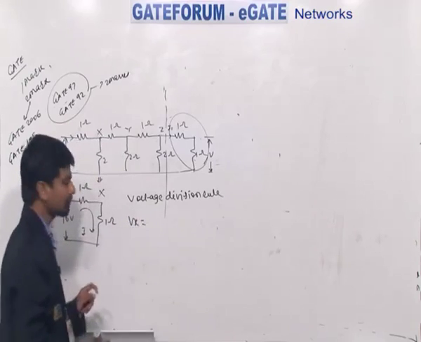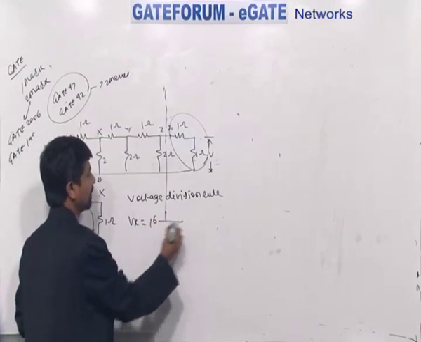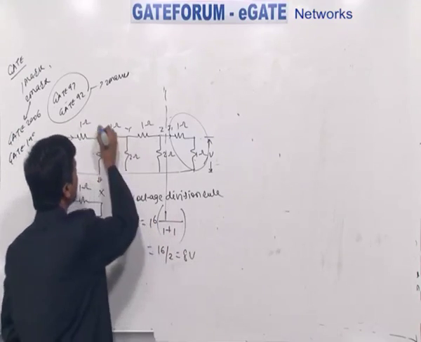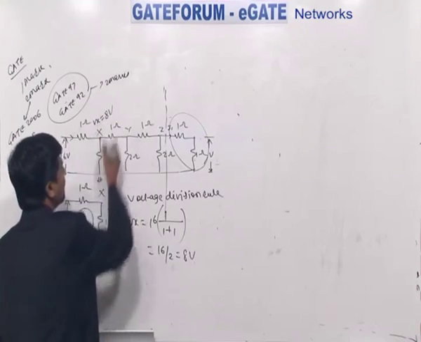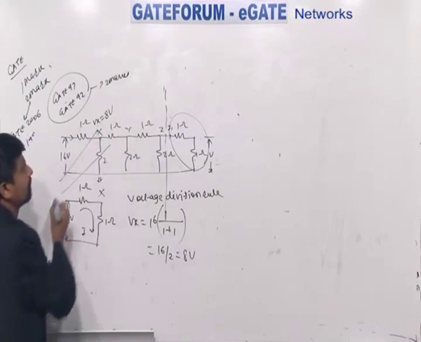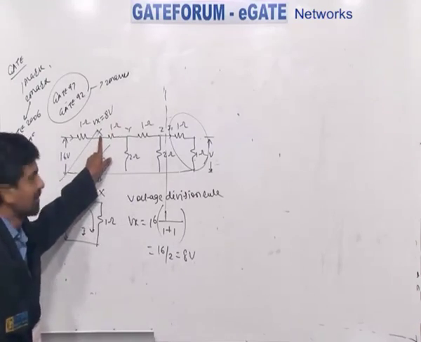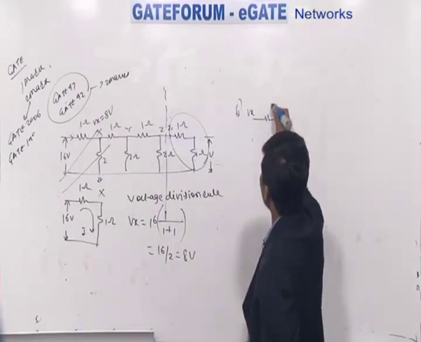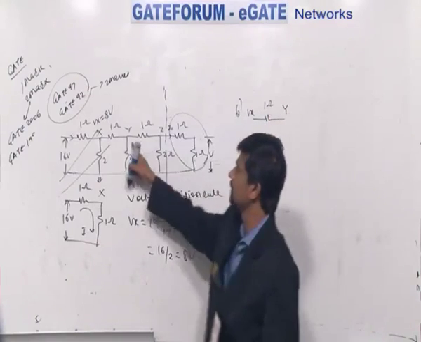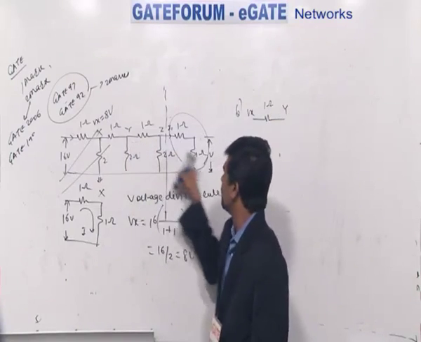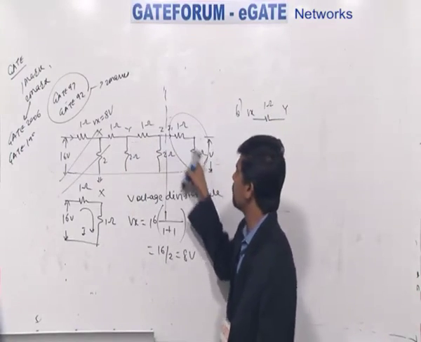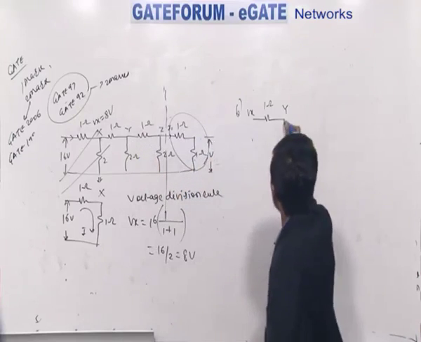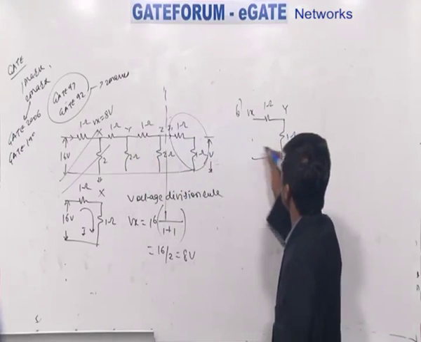What is Vx? Vx is equal to 16 into 1 divided by 1 plus 1, that is 16 by 2, 8 volts. Now I have the potential Vx equal to 8 volts. Let us forget about this circuit. The next step is that I consider this point as Vx with 1 ohm. Now reduce the network up to Y. What is the reduction of the network up to Y? 1 plus 1 in series is 2, 2 parallel with 2 is 1, 1 plus 1 is 2, 2 parallel with 2 is 1. So at point Y, again I get a network of 1 ohm.